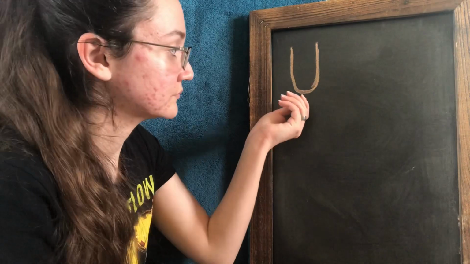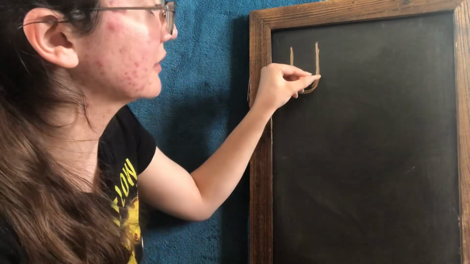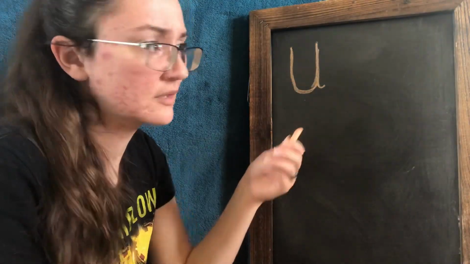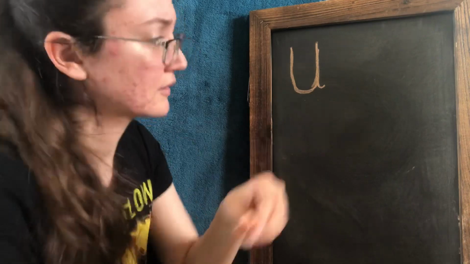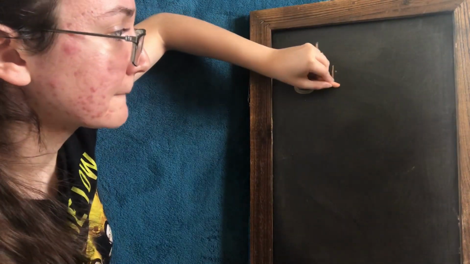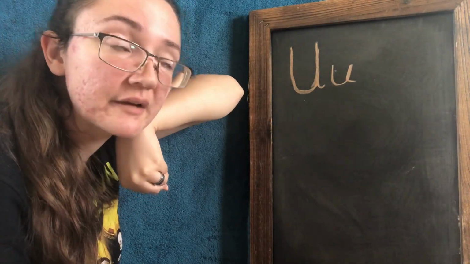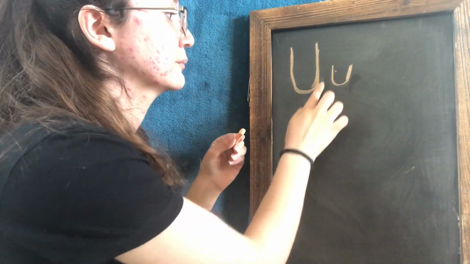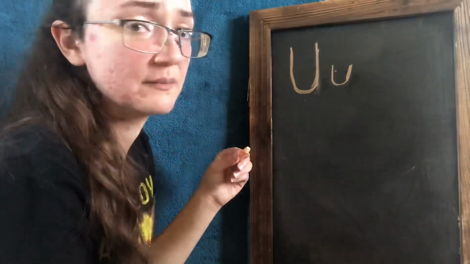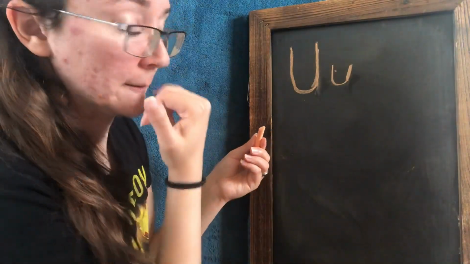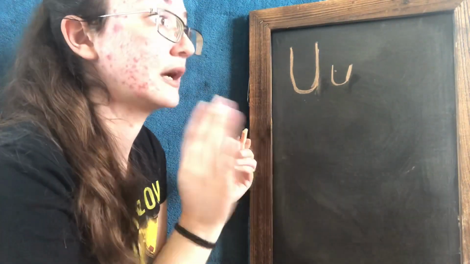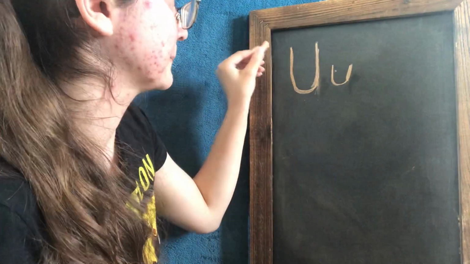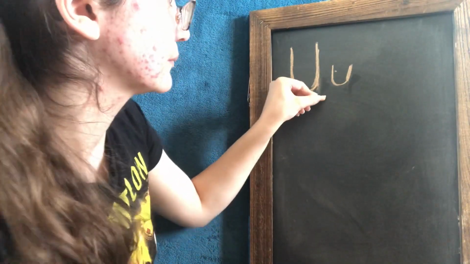So, uppercase. You could add a tail. I think in school they teach you that it has a tail. I don't use the tail. But for the lowercase one, you could use a tail if you wanted. I know, I don't really like how that looks. I do U and u like this without the tail. Sometimes my V's also look like my U's. I will show you in a second. So this is uppercase U, lowercase u.